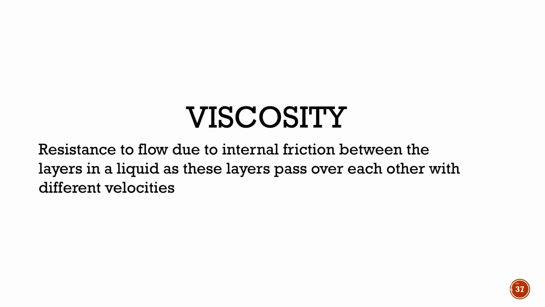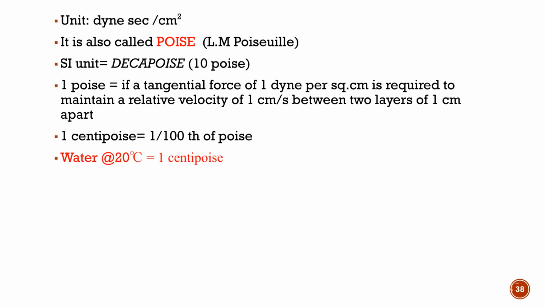Viscosity is the resistance to flow caused by internal friction between layers in a liquid as they move at different velocities. The unit of viscosity is dyne second per centimeter squared, also known as poise. Water at 20 degrees Celsius has a viscosity of 1 centipoise.